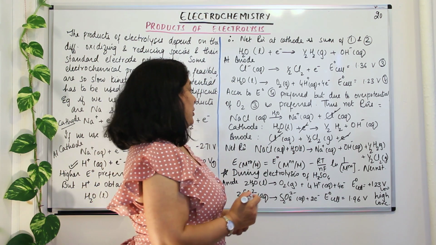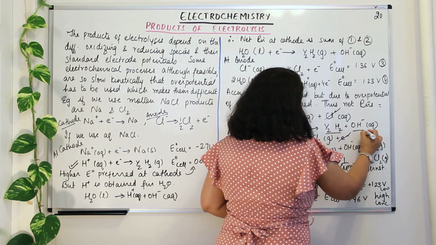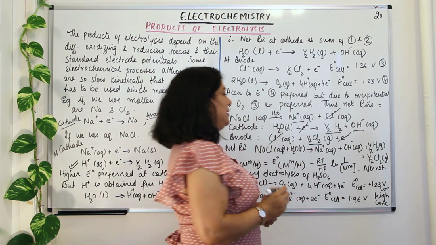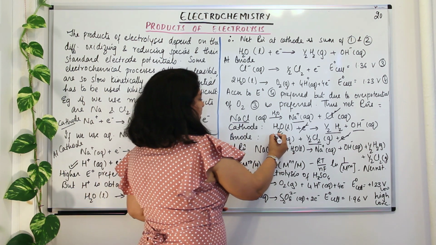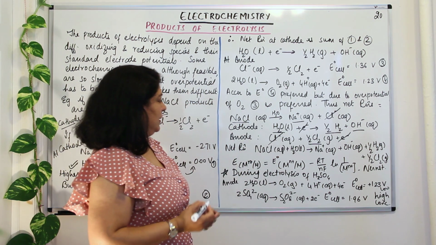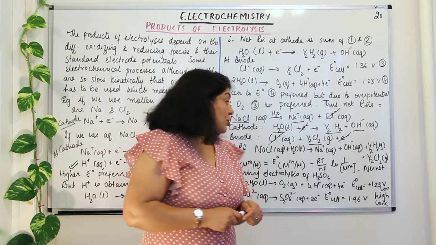These are the products of the electrolysis: Na positive, half H2, OH negative and half Cl2. And on the reactant side, you have NaCl and H2O. So this is the overall reaction of electrolysis that took place.